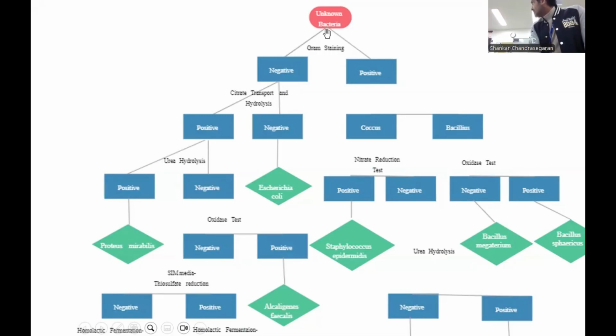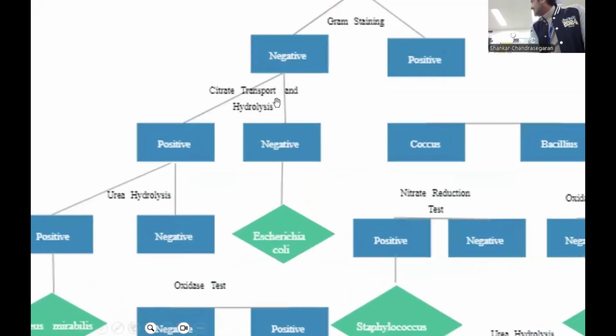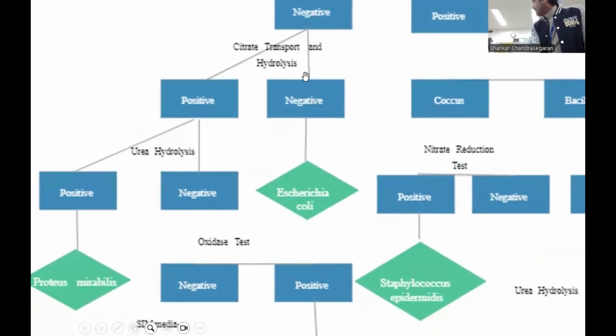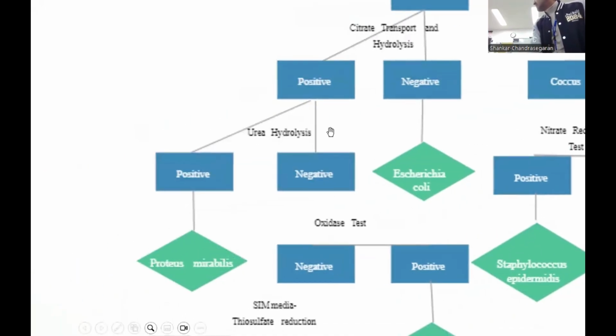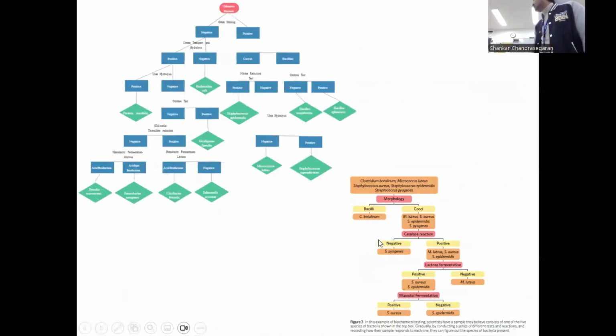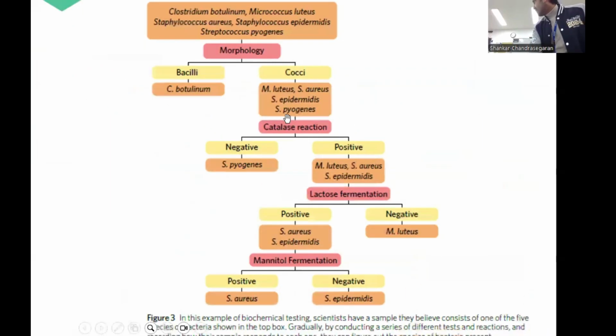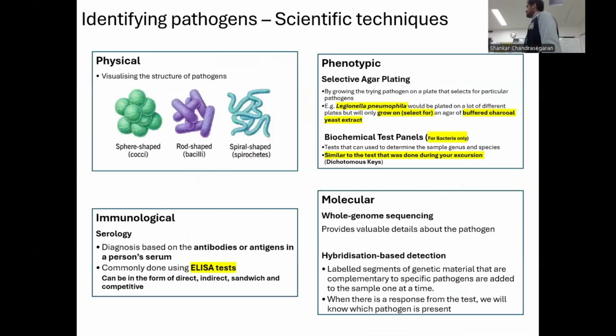So for example, if we know it's gram negative, we'll know that we need to do a citrate transport and hydrolysis test. And then if it's negative, we know that it is an E. coli. If it's positive, there's more options, and we'll keep doing tests until we find out which bacteria we're dealing with. Another example here, right? So we start off by looking at the physical feature. We know which type of bacteria it is. After that, we do the different tests, and we'll finally be able to narrow it down to one specific bacteria. Any questions about this one?